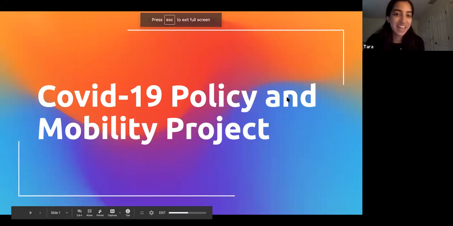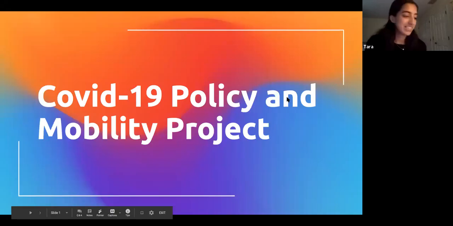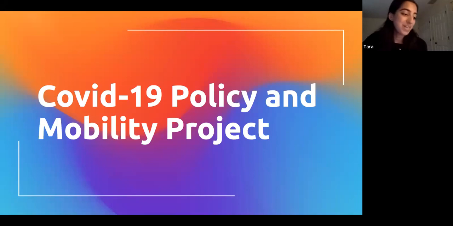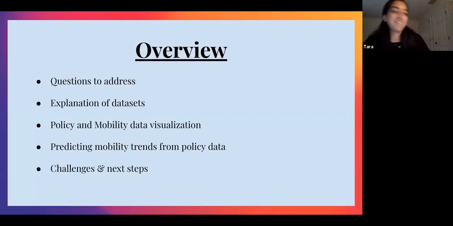This is my COVID-19 policy and mobility data science project. In the presentation, I'll start with the question that I wanted to address. I'll explain the data and then show my visuals on the policy and mobility data. Then I'll get to the part where I predict mobility trends from policy data. I'll talk about the challenges I faced in this project and possible next steps. And along the way, I'll explain all the algorithms and machine learning models that I used.